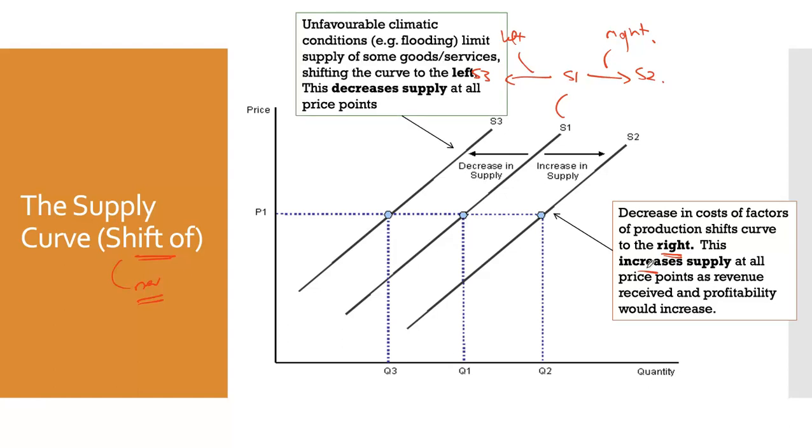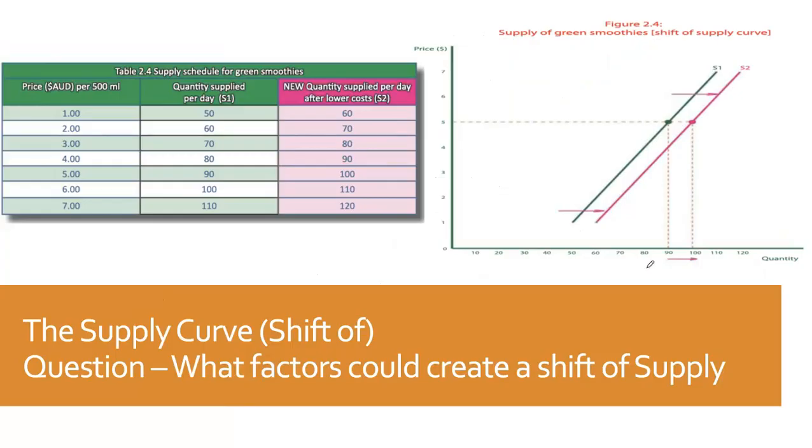A shift to the left might be due to unfavorable climatic conditions, meaning that I am going to supply less at every supply point. So what are the different factors that can lead to shifts to the right or the left? And what could be the factors that could lead to a shift in supply?